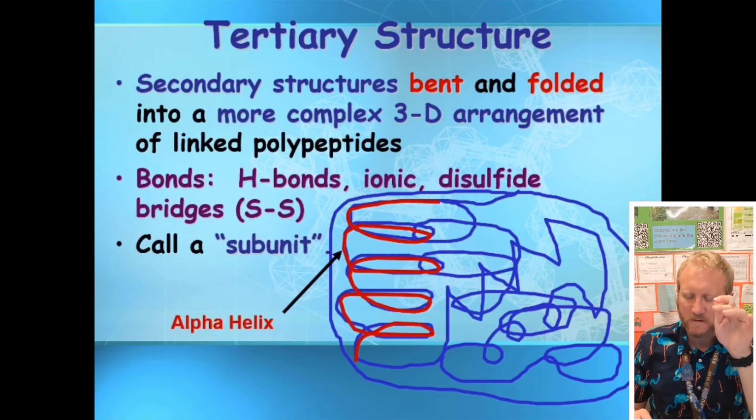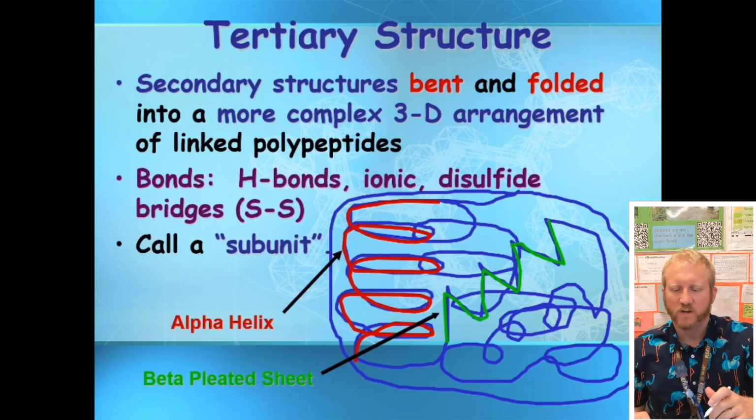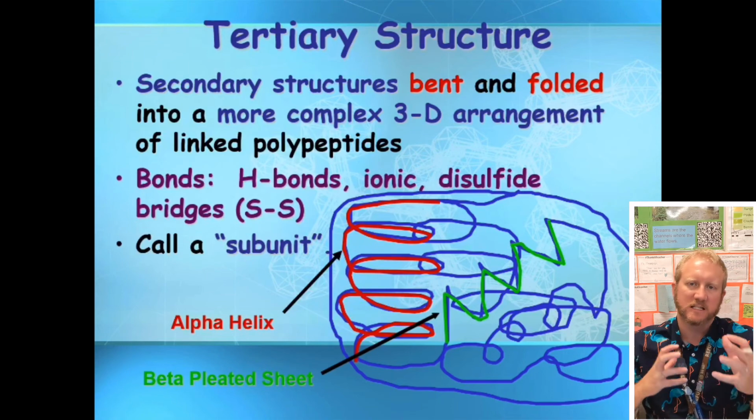So you can see in this one, here's an alpha helix. That's a secondary structure, but you've got other structures here, because there's your beta pleated sheet. And then you've got other helixes and pleats and stuff like that put together.